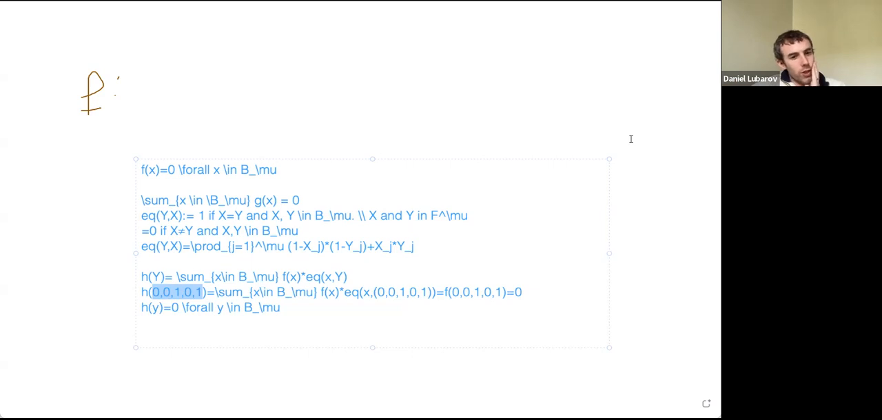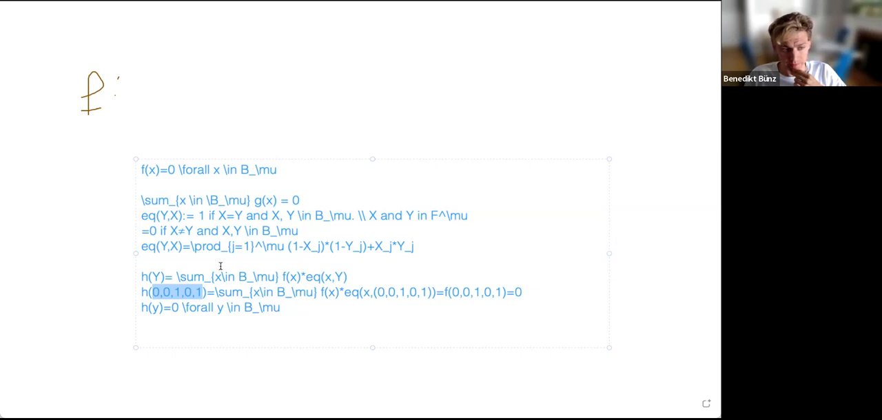Can we think of h as, so h and f agree on the Boolean hypercube, right? So h is like this interpolant of evaluations of f on the hypercube. Is that correct? Yeah, you can think of that.